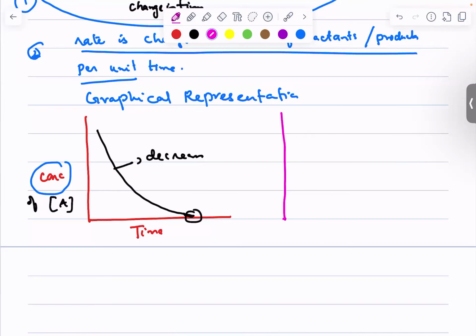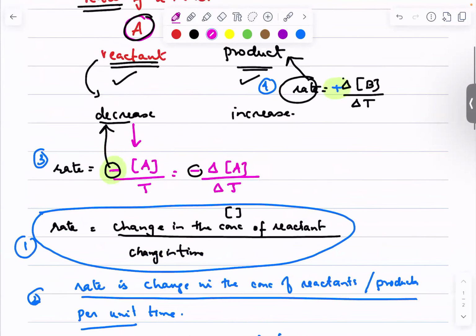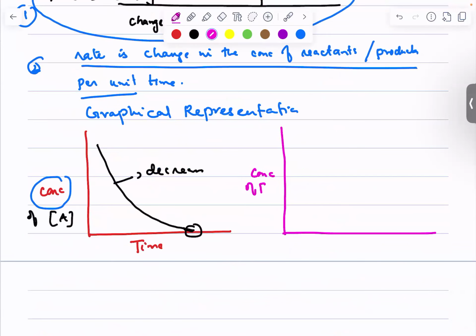Now, if I am going to draw a graph between concentration of product, that is what? B. So concentration of B versus time, what do you expect? B is the product. So what do you expect? It will increase. Yes, the graph would be like this. Are you getting my point? Yes. So that means because the concentration of the product is increasing with the passage of time, that is why I'm going to get the graph in this way, right?